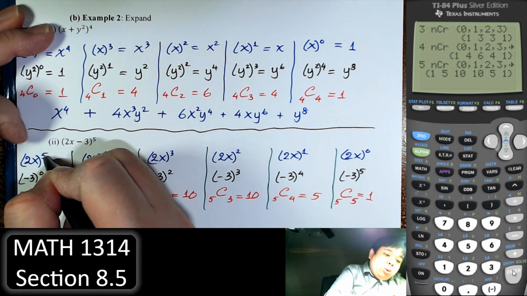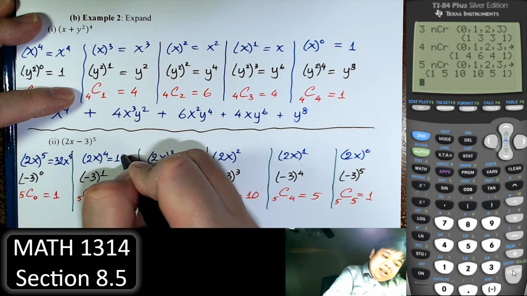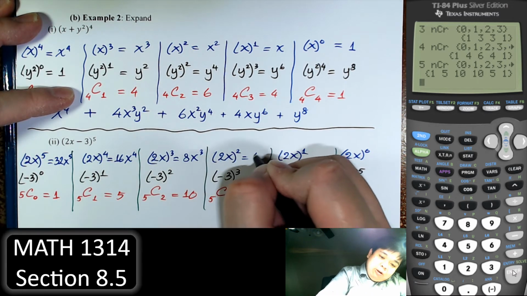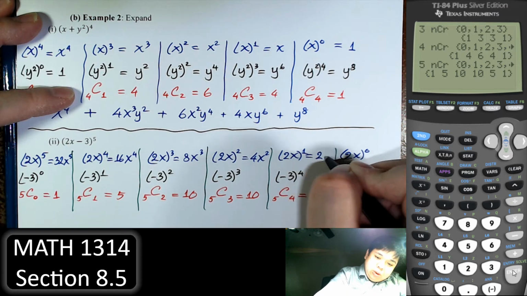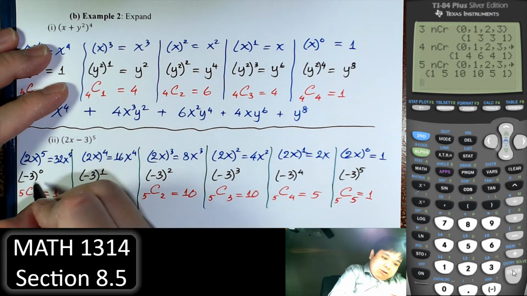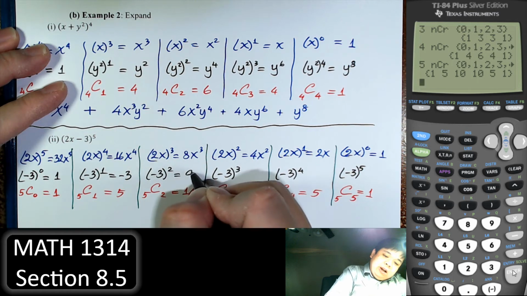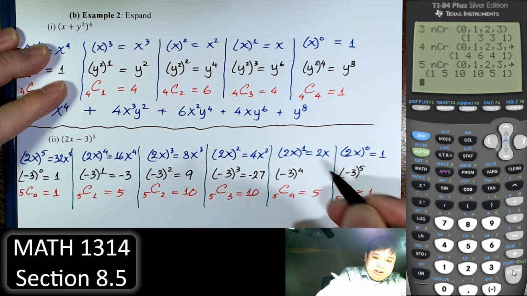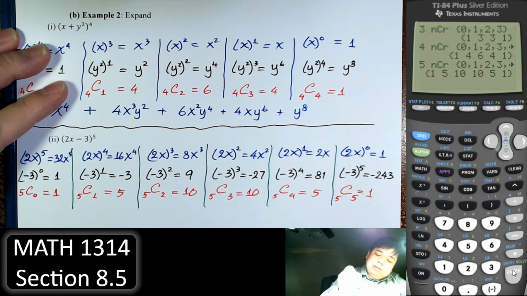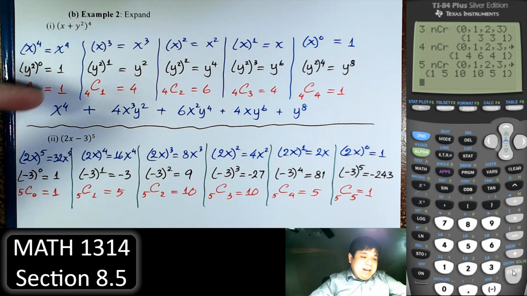Right. 2 to the fifth is 32. X to the fifth, 16. X to the fourth, 8x cubed, 4x squared, 2x, and 1. Now just increasing power. 1, -3, 9, -27, 81, and -243. Right? And then multiply by column.